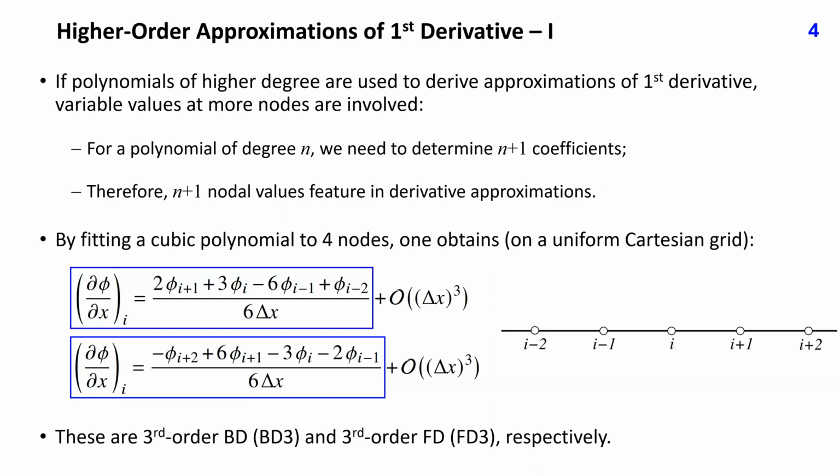Fitting a polynomial of an uneven degree requires an uneven number of neighbor nodes around node I. For example, by fitting a cubic polynomial to variable values at 4 nodes, we can choose 2 nodes on the forward and 1 node on the backward side, or the other way around. On a uniform Cartesian grid, the following expressions are obtained for the forward and backward approximation. These approximations are called third-order backward difference and third-order forward difference, respectively. They are both third-order approximations. This will be confirmed by numerical experiments in slides 14 and 15.